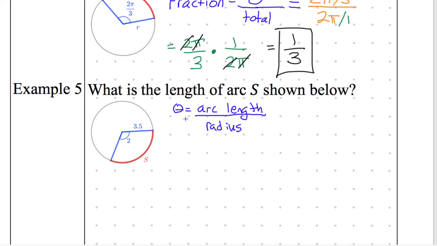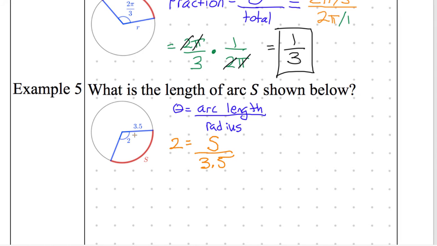From there, I need to fill in everything that I know. Who can fill in the stuff that we know from this diagram? All right, go for it, India. It would be 2 for theta. Then it would be S over 3.5. There it is. Our angle was 2, our arc length was S, and finally, our radius was 3.5. We just fill in each of those things.